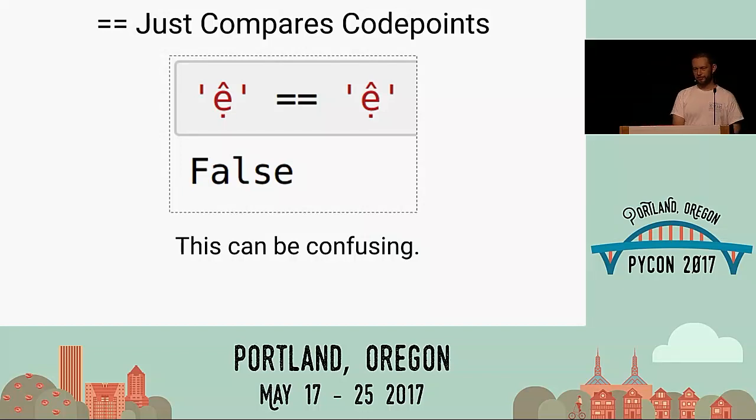So this can be confusing. Remember, what you see is just glyphs. It's not code points. These 2 strings look totally the same. They compare not equal because they're different sequences of code points. So what's going on here?